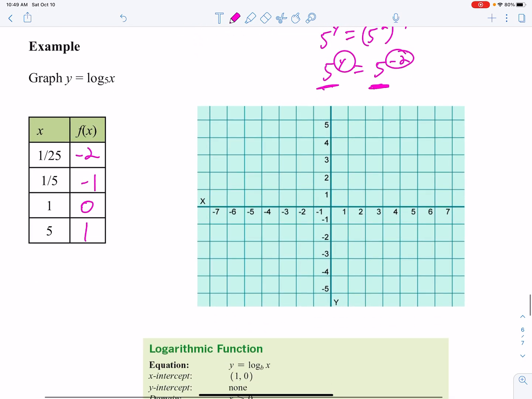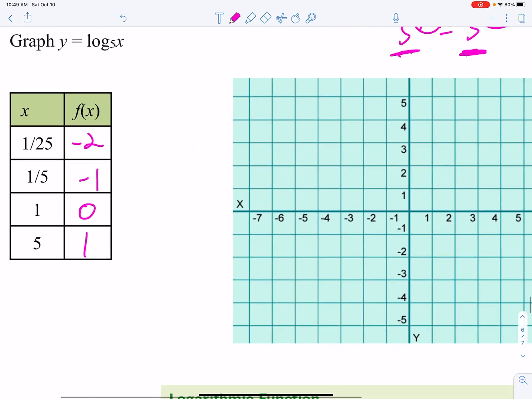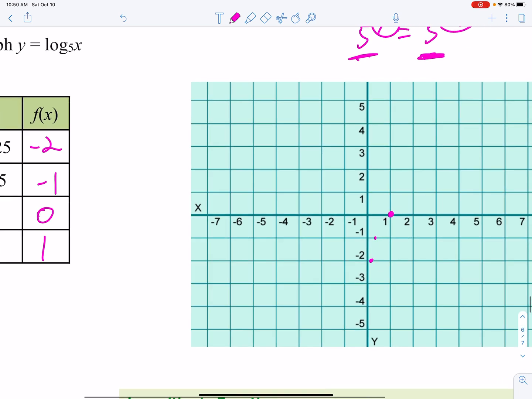Okay, so then we plot these points. So let's see, you're going to approximate, of course, 1 over 25 as an x value is really close somewhere here, right? So that'll be negative 2. X equals 1/5 will be a negative 1, so it's a little further up here. I know these may not be accurate, but they're approximations. And then 1, 0, and 5, 1. And draw this in as best you can. I know it's not going to be perfect, but there we go.